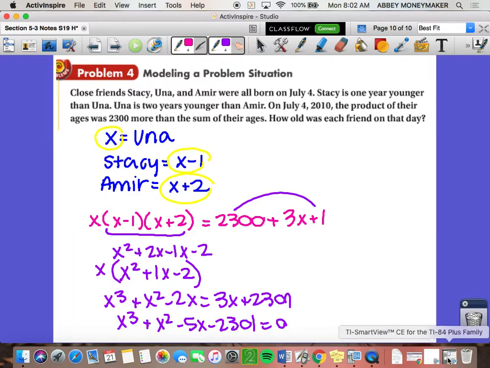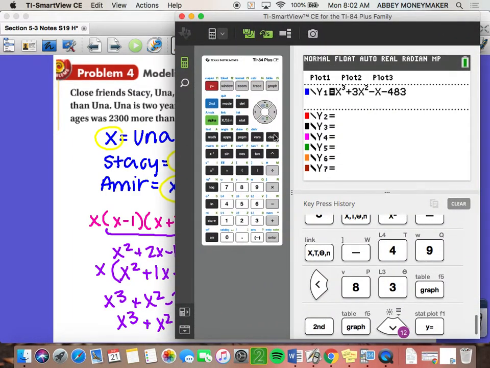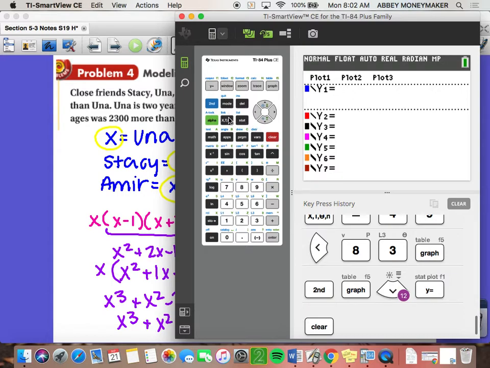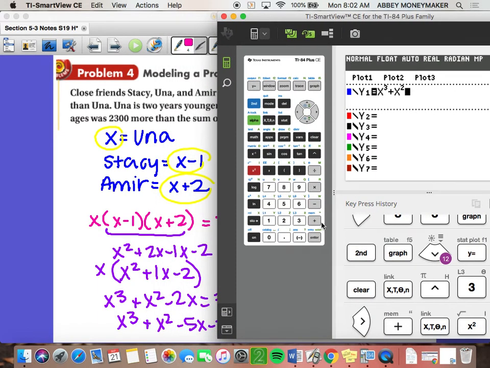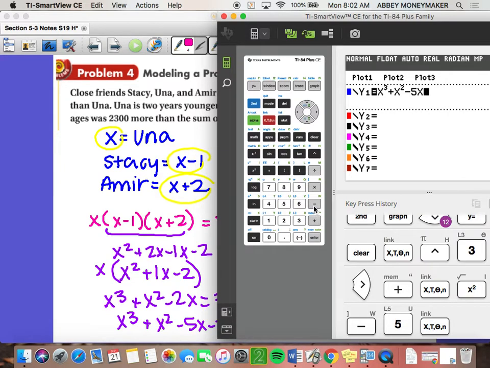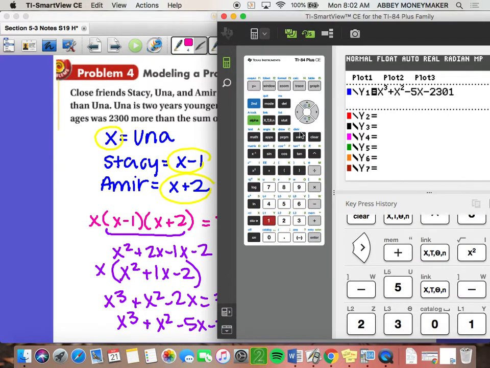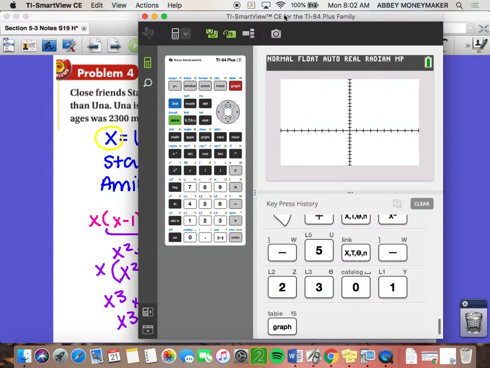So let's go back to our calculator to finish up here. So we have x cubed plus x squared minus 5x minus 2,301. And as we can see here on the graph, it doesn't cross anything on the x-axis as of right now. So how do we decipher this? Well, our graph only represents up to 10 years old, right? So this means that all of them must be older than 10.